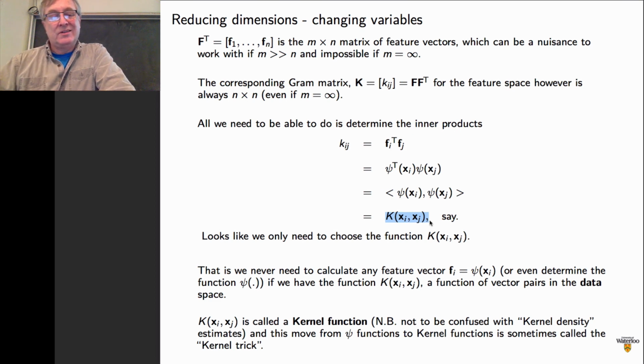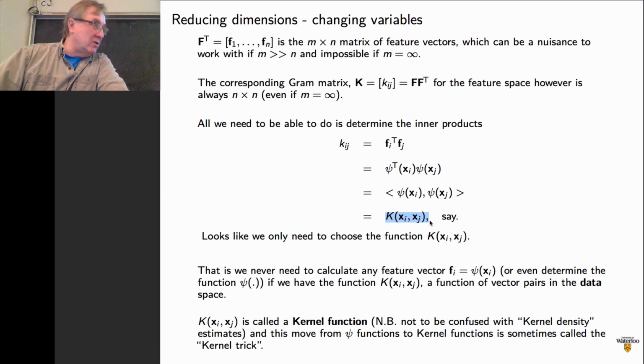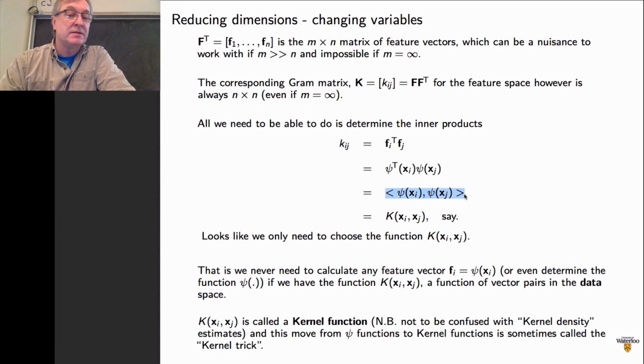So the funny thing to do this is, I don't even need to know psi. I don't need to know what that function is, as long as I know what the inner products are. So what are the inner products in that feature space? If you tell me what the inner products are in that space, not only do I not have to actually apply psi to the data, I don't even have to know what psi looks like, as long as I know what the inner products look like.